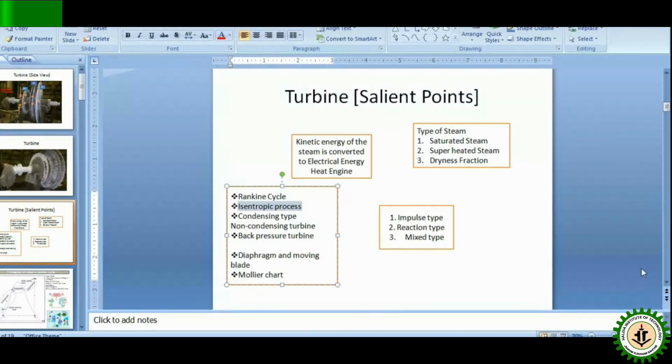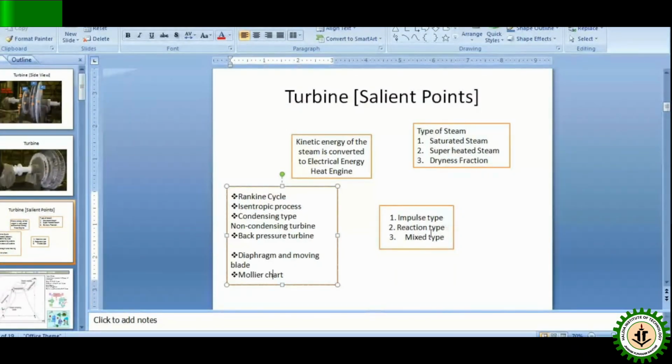Like the isenthalpic process you have gone through in throttling, if you are changing the pressure through a very small opening, the change of temperature with pressure at constant enthalpy is called the Joule-Thomson coefficient. This is an isenthalpic process. For the turbine process it is an isentropic process. Remember this one.